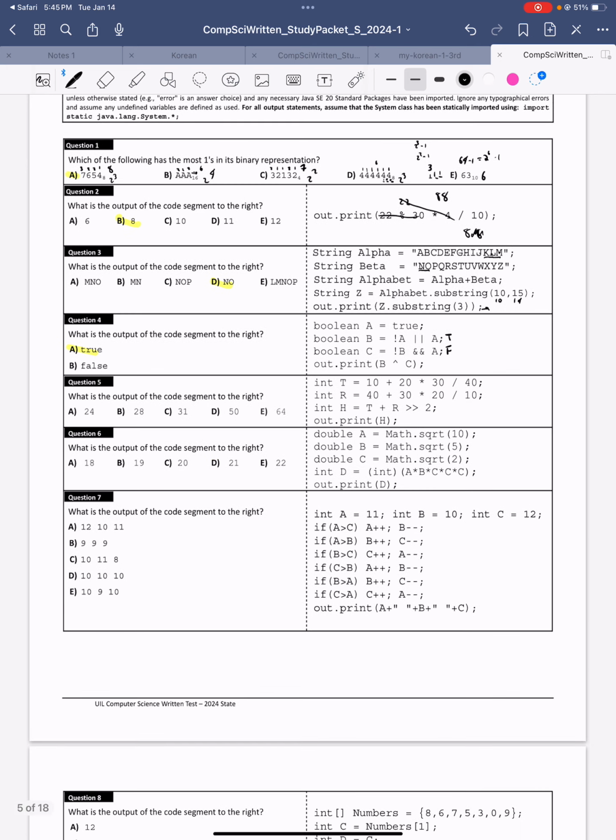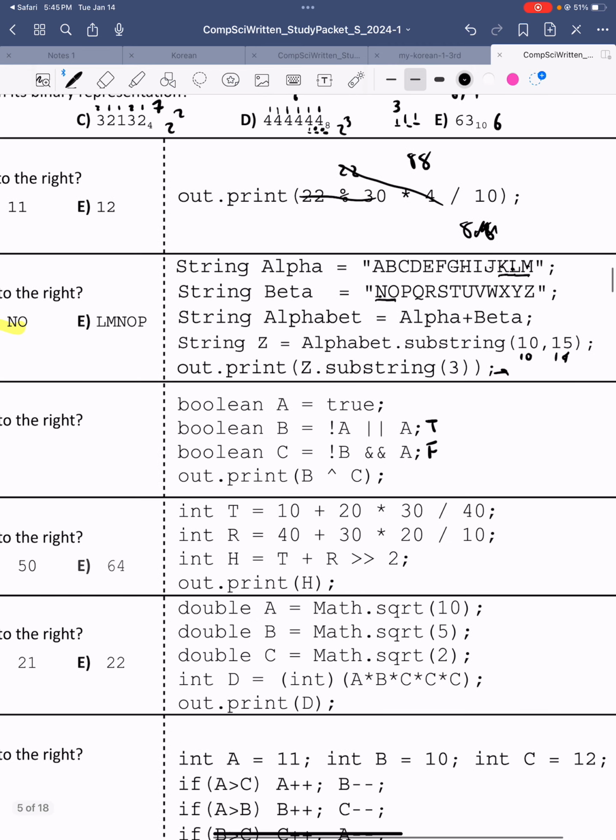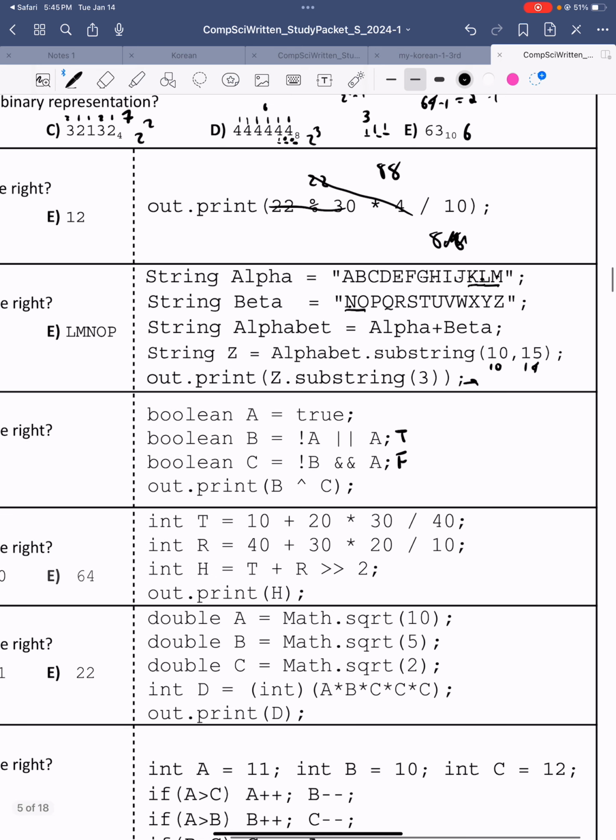Next, 5. So multiplication and division have higher precedence than plus. So 20 times 30 is 600. 600 divided by 40 is just going to be 60 divided by 4, which is going to be 15. Plus 10 is 25, right? And then this one's going to be 600 divided by 10, which is 60 plus 40, which is 100, right?